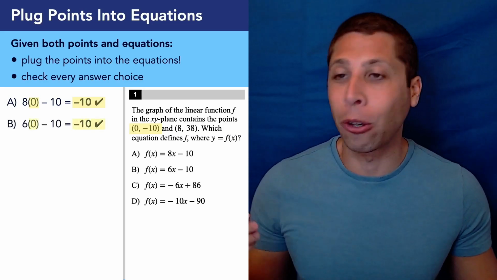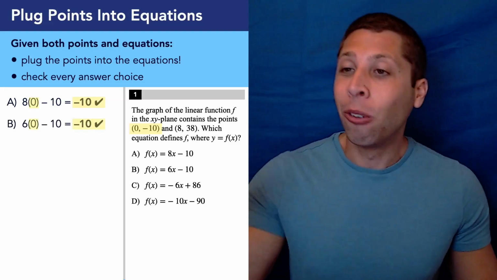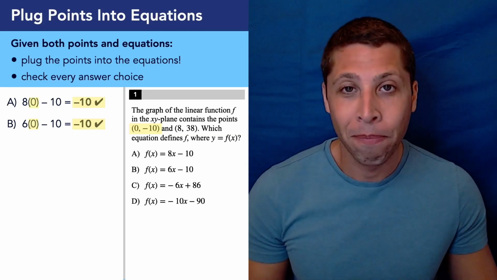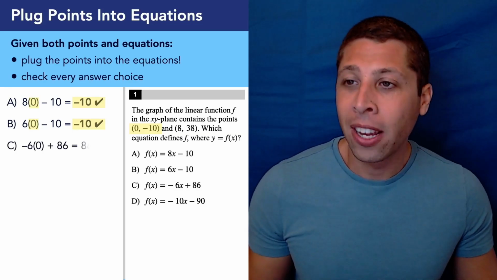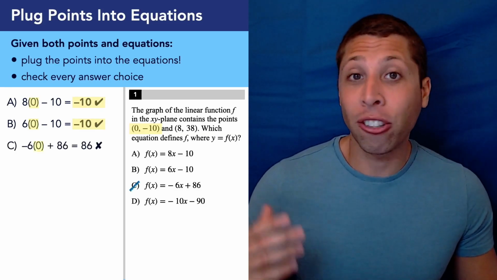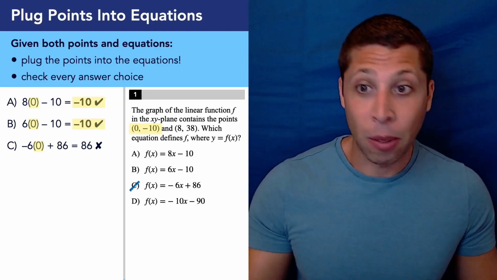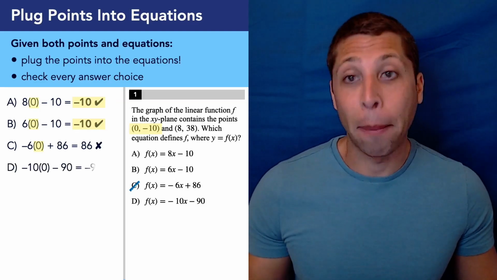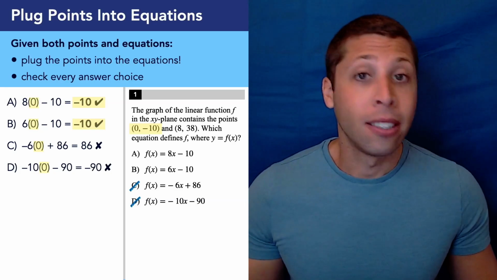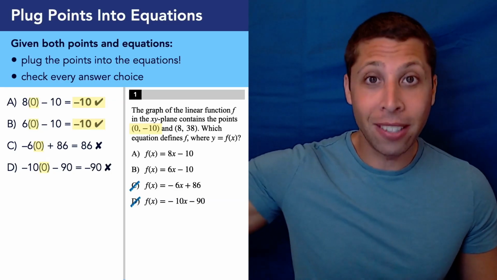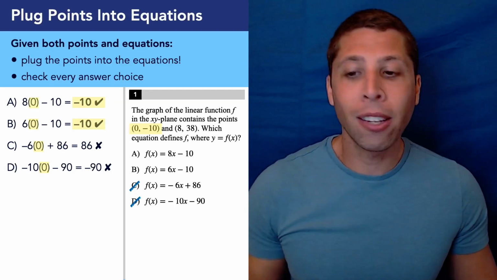And so sure enough, if we go to choice B and do the same exact thing, 6 times 0 is 0, 0 minus 10 is negative 10, so that also gives us what we want. Let's just do it for the other two choices. If we do C, we can see that we actually get 86, which is a different y coordinate than we would want, so that must be wrong. We can cross that out. Same thing happens in D. We get negative 90, different number, so that's wrong. So at the very least, just by plugging this point in, we were able to eliminate two answer choices.